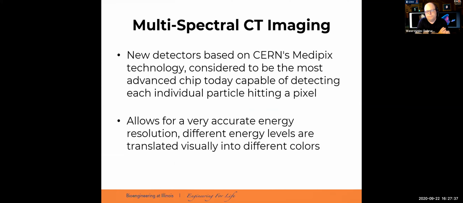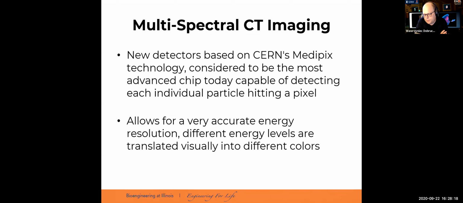And one of those detectors is based on the MEDIPIX technology, which is being used by CERN. It's considered to be the most advanced detection chip today, capable of detecting each individual particle hitting a pixel, which was never tried before. Always there was an averaging of multiple particles hitting the detector. In this case, it allows a very accurate energy resolution. Different energy levels are translated visually into different colors. So this is what MEDIPIX technology does.